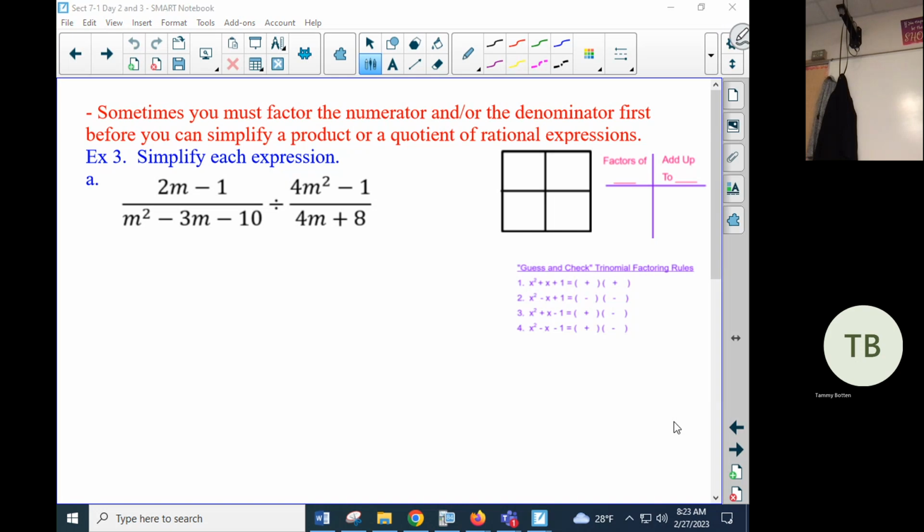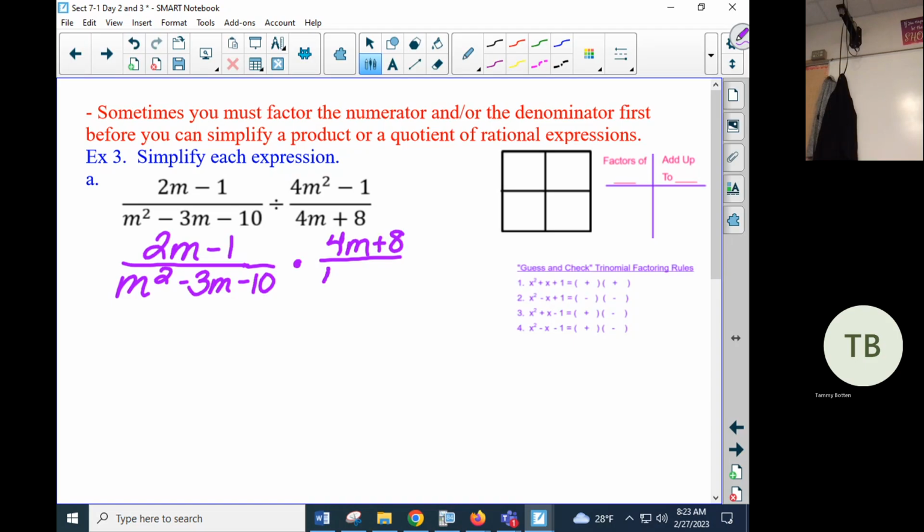So, all right. Today we are going to finish up this lesson. We talked last week about when you divide, what you have to do is change it to multiply and flip these two. So on the top, we'd still have 2m minus 1. On the bottom, we'd have m squared minus 3m minus 10. We'd multiply it, and I'd switch these two. So the top would be 4m plus 8. The bottom would be 4m squared minus 1.